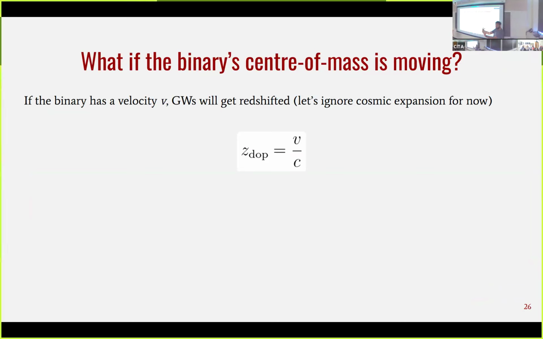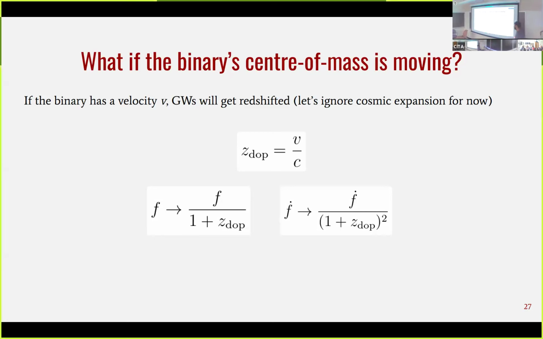But if the binary center of mass actually has a velocity v, the gravitational waves will get redshifted, similar to how light gets redshifted if it has a velocity v. And let's ignore cosmic expansion for now. What you'll see essentially is a Doppler redshift of v over c. So if the binary has a center of mass velocity v, you'll see a Doppler redshift v over c. And this is just basic redshifting.